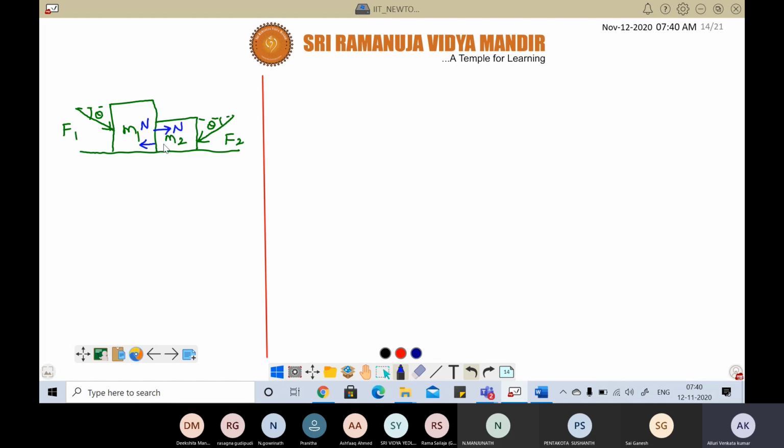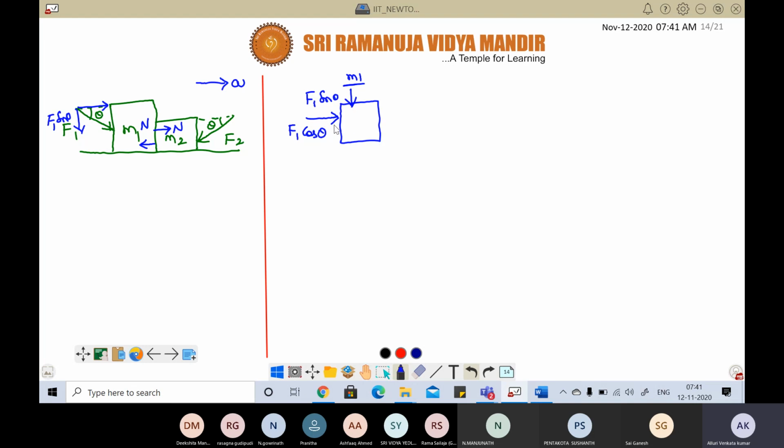Now the first step is you should always calculate the acceleration. That means we assume that the two blocks are moving right side. According to that, if I draw the free body diagram of block M1, what are the forces? This F1 will have two components, F1 cos theta and F1 sin theta. In the downward direction I'll write F1 sin theta. I can shift this vector here.